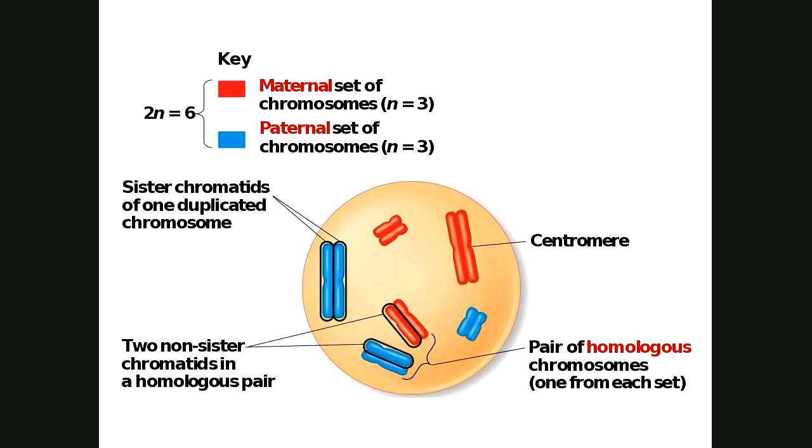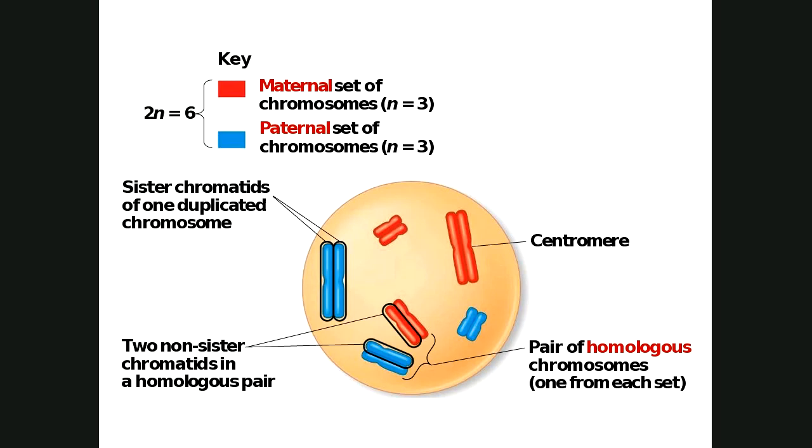They've duplicated. They're held together by those cohesion proteins. There's the centromere. All of that stuff. There's sister chromatids of one duplicated chromosome. Then down below, notice those are non-sister chromatids of a homologous pair.